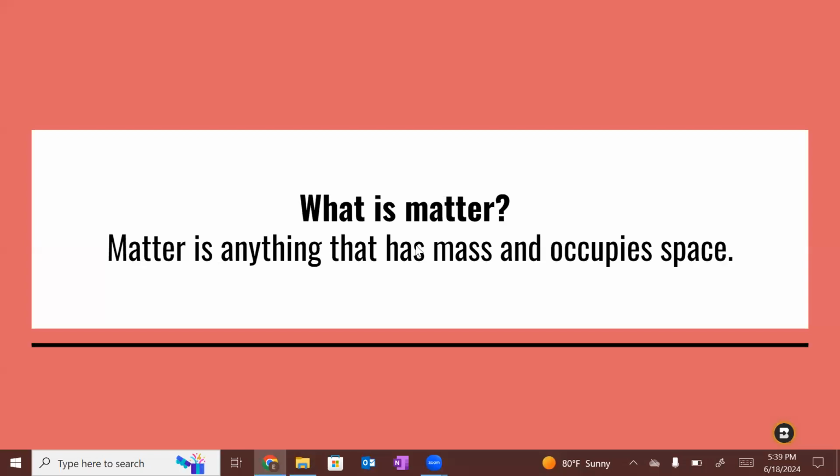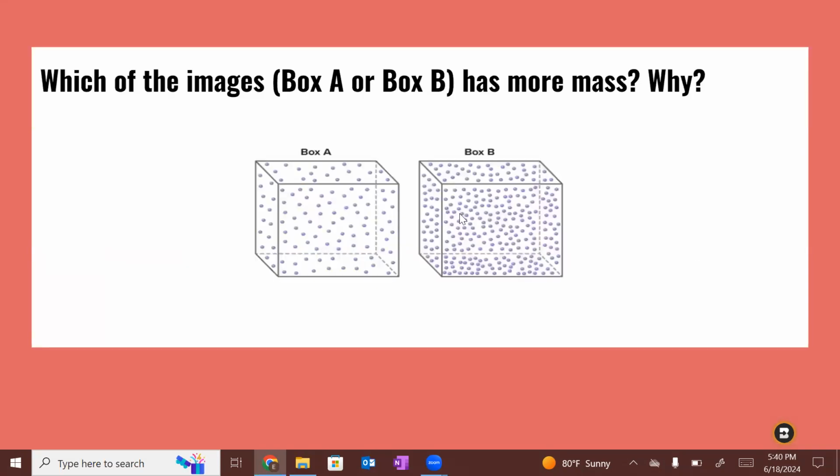So what is matter? Matter is anything that has mass and occupies space.